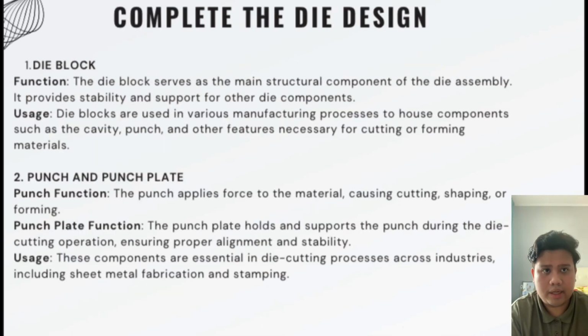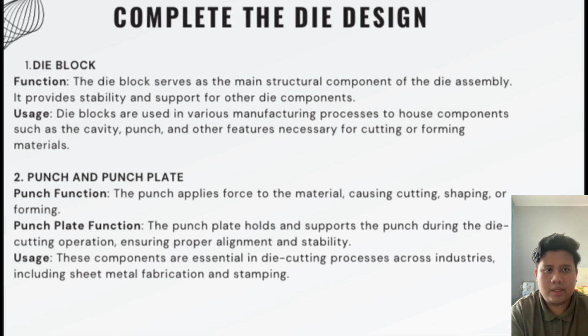Complete the die design. Die block. Function: the die block serves as the main structural component of the die assembly. It provides stability and support for other die components. Usage: die blocks are used in various manufacturing processes to house components such as the cavity, punch, and other features necessary for cutting or forming material.